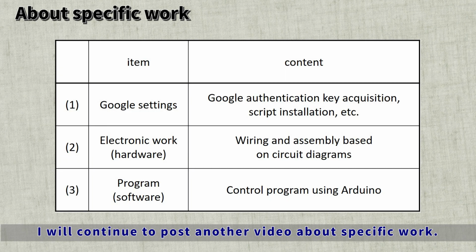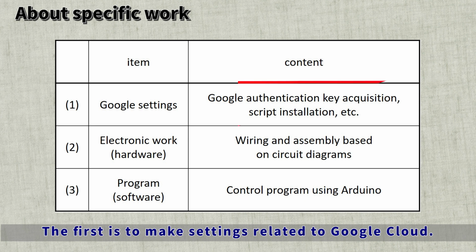Let's take a look at how to use the API in detail. A lot of work is required to do electronic work, but roughly the following 3 tasks are required. Detailed methods for the following 3 are in 3 separate videos, so here we will only explain the outline. The first is to make settings related to Google Cloud. Ultimately we need to obtain a token for the IoT camera to access the Google Cloud, but the work required to do so is a little more complicated. I have uploaded a separate video with specific setting methods from setting up Google Cloud to how to acquire a token using the curl command.